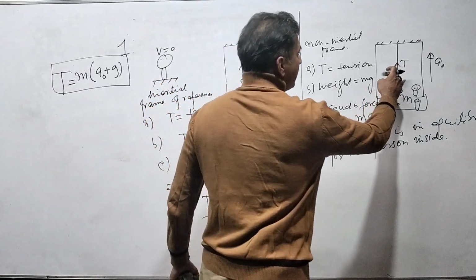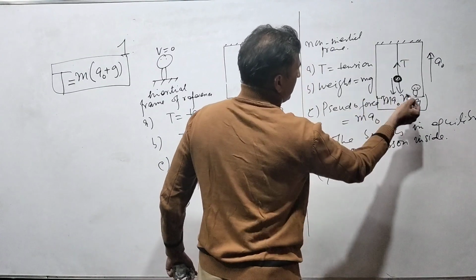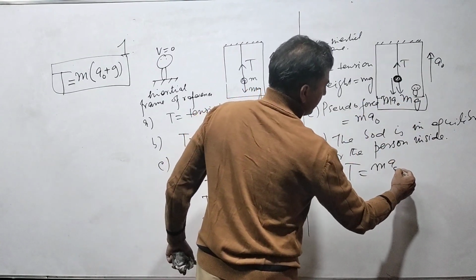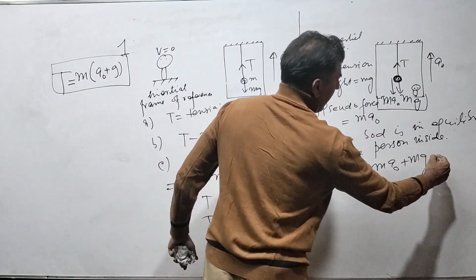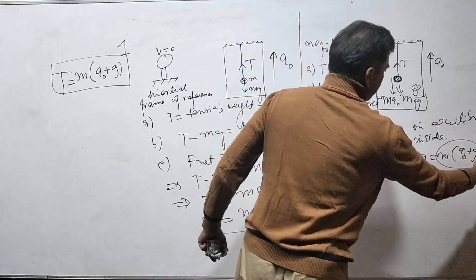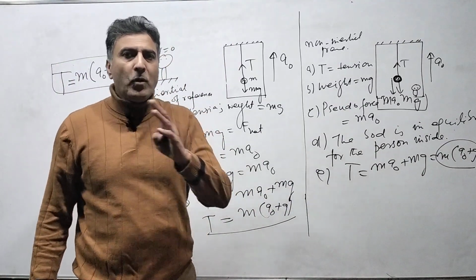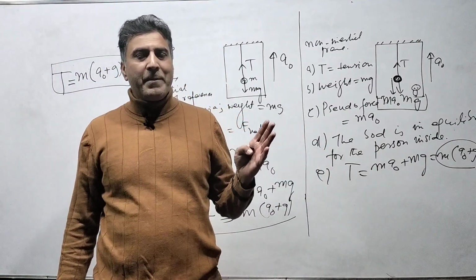So he will balance the forces. He will write T is equal to upward force equals downward forces, ma0 plus mg. That is m common, a0 plus g. So both will get the same answer, although both have different perceptions about the bob.